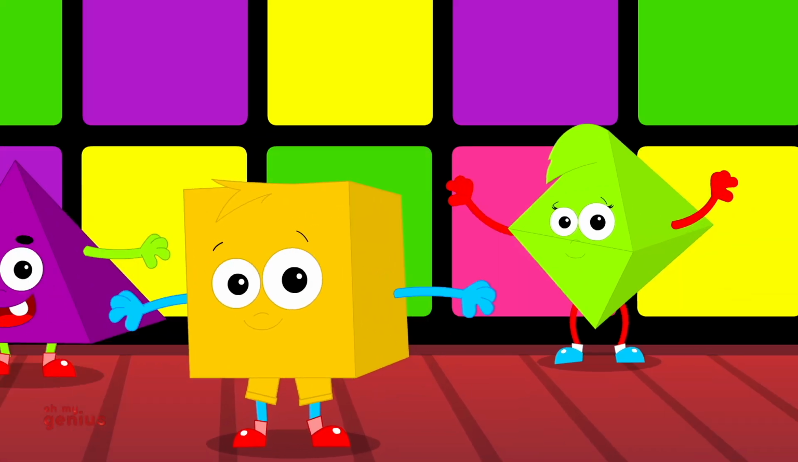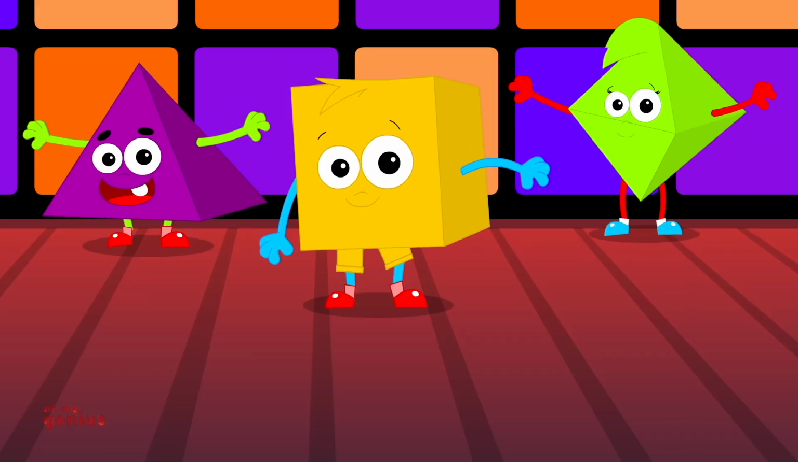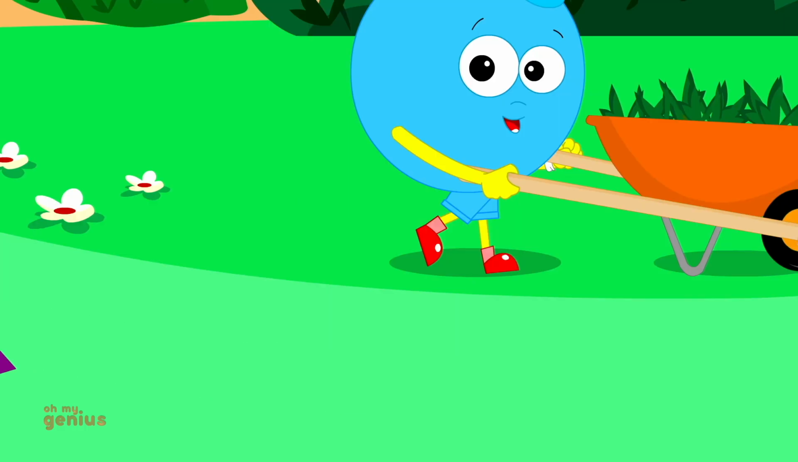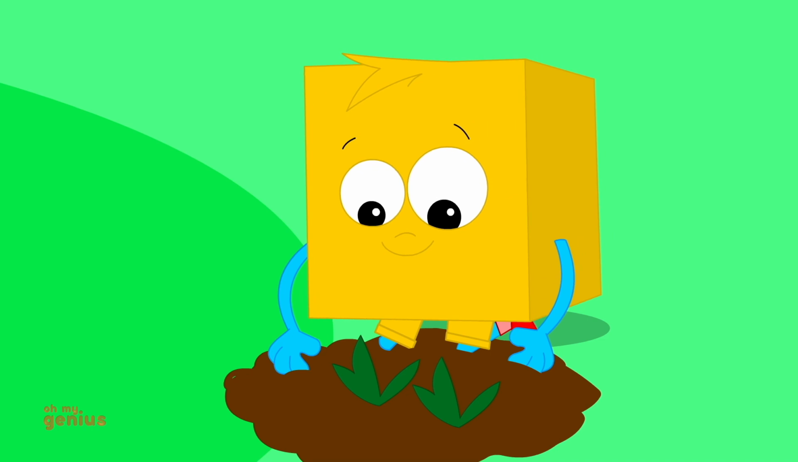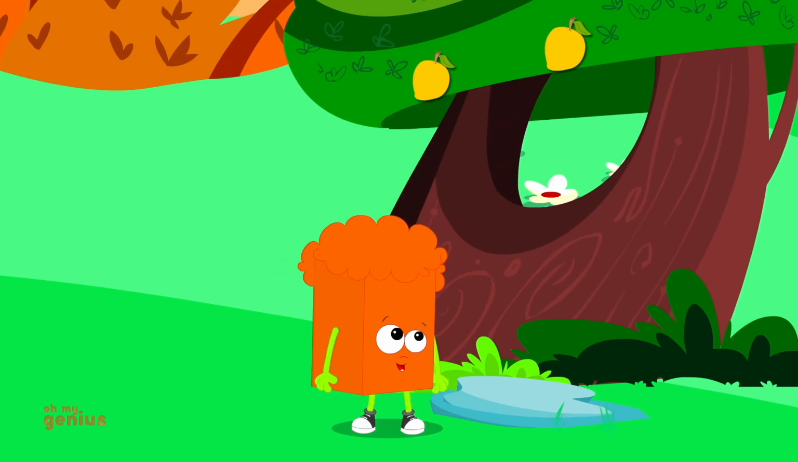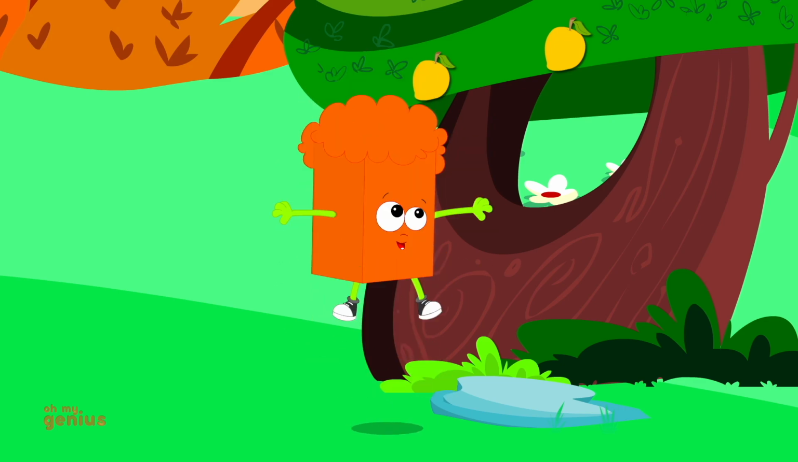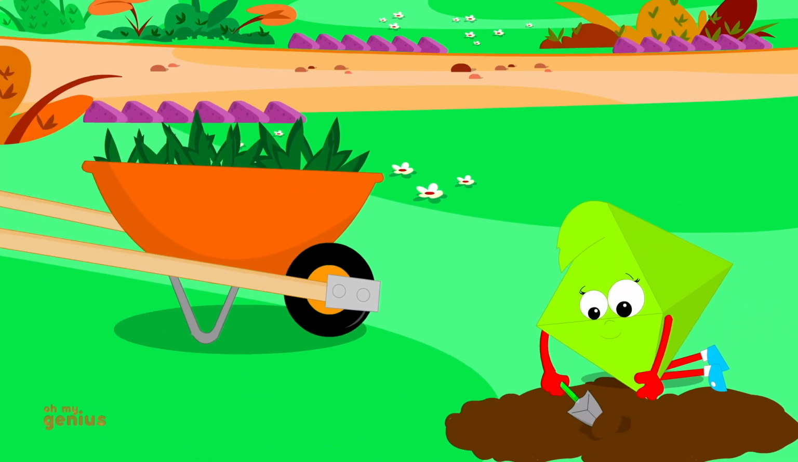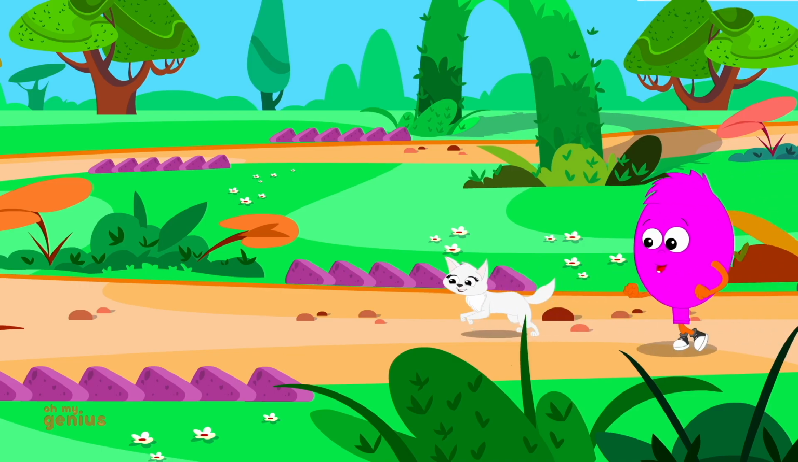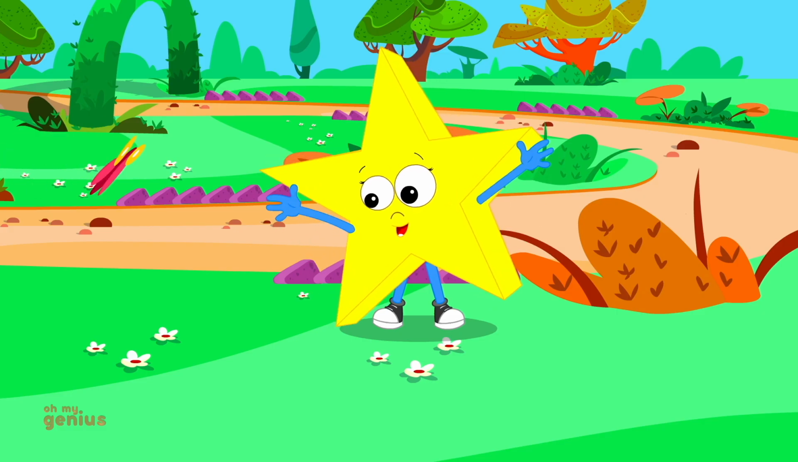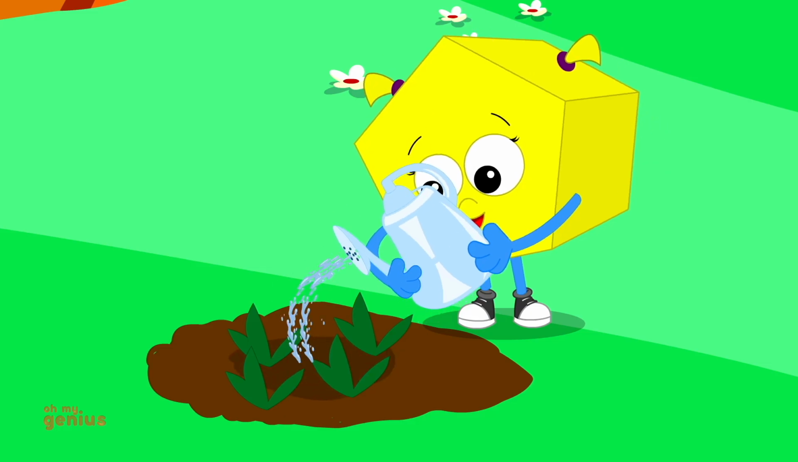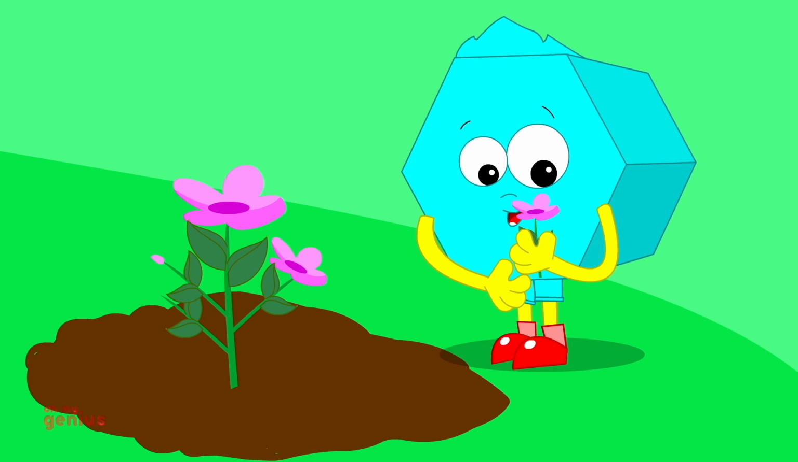Now let's chant the shapes softly. Circle, square, triangle, rectangle, diamond, heart, oval, star, pentagon, hexagon.